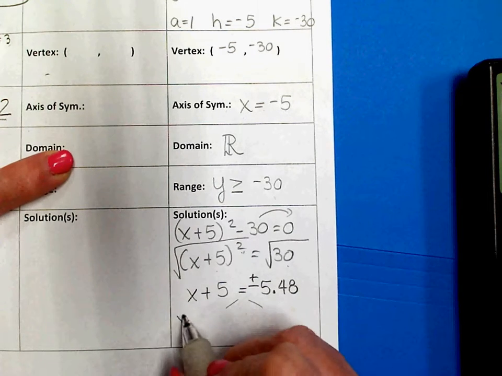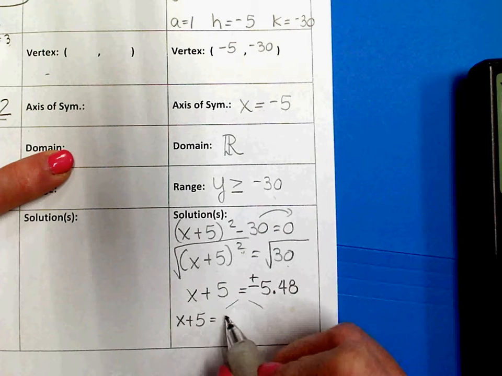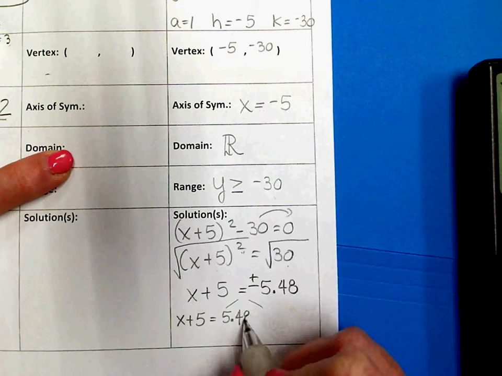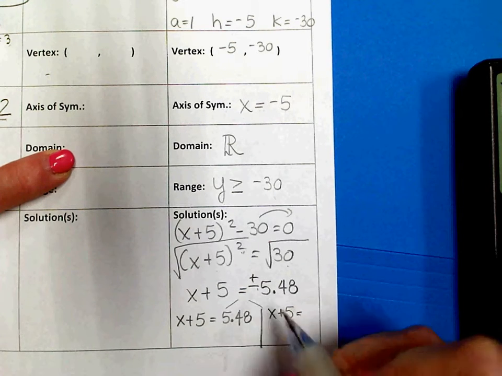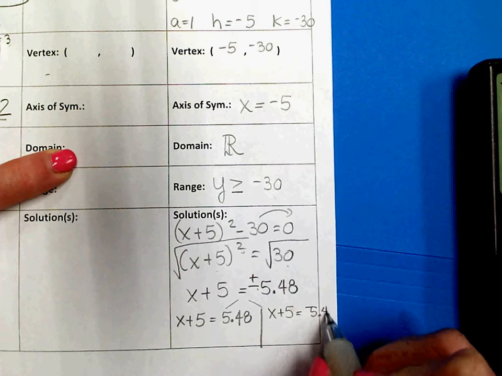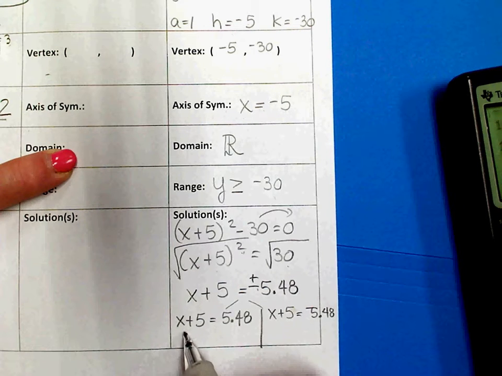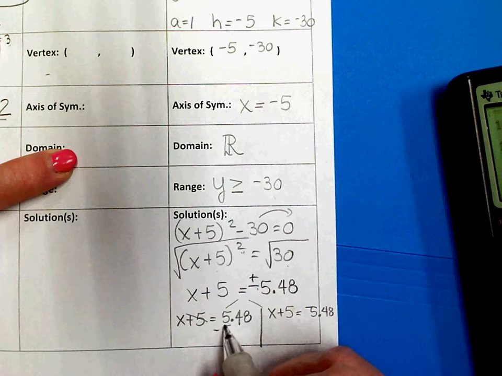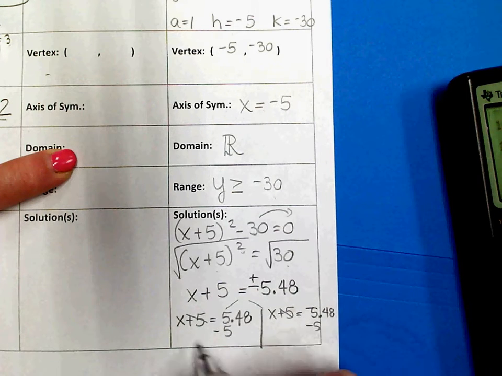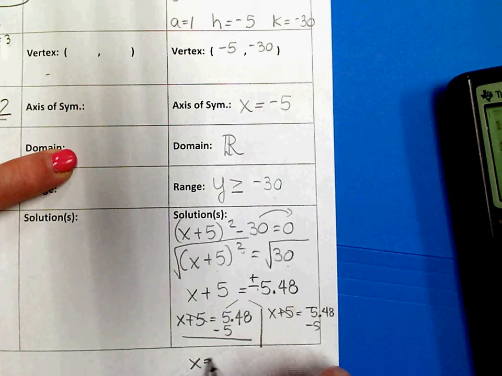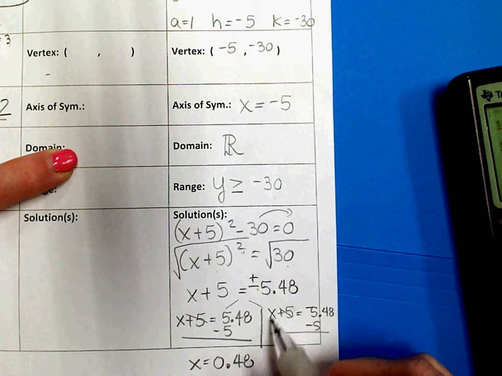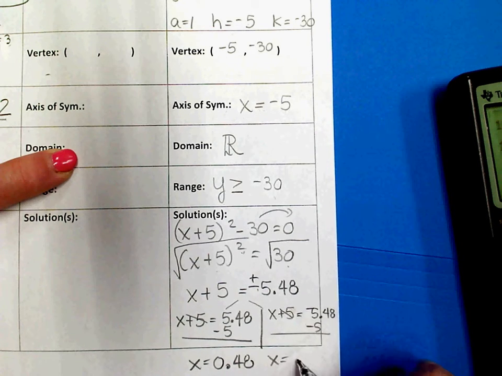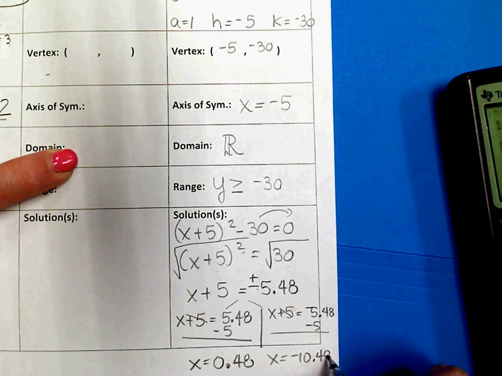The first case, x plus 5 is equal to positive 5.48. The second case, x plus 5 could be the negative value of 5.48. And now get the x by itself. To move a plus 5, you would do a minus 5. So here, x would be 0.48. And here, when you move this 5, your x value will be negative 10.48. And those are your solutions.